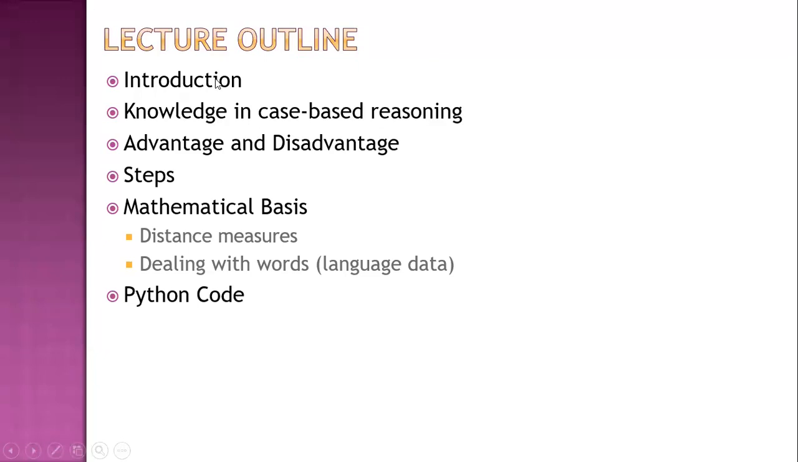First I will give an introduction, then I'll talk about knowledge in case-based reasoning. Then I will give advantages and disadvantages of case-based reasoning. Then I'll talk about steps of case-based reasoning. Then I'll talk about the mathematics behind it. And finally, I give an example with Python code.